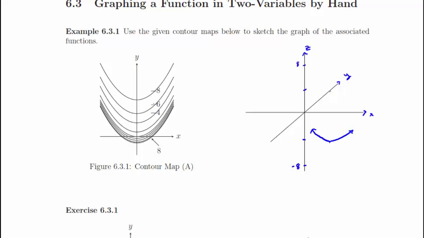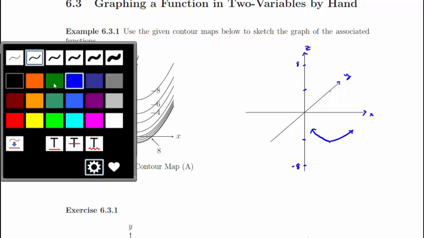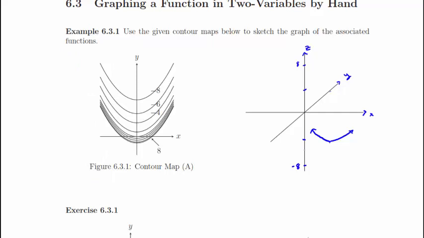Now z is -6. Let's do this in a different color. So z is -6 here, except that's going to happen when y is brought in a little bit, say about here. So I'm going to go down -6 to about here and get my parabola shape in this direction.